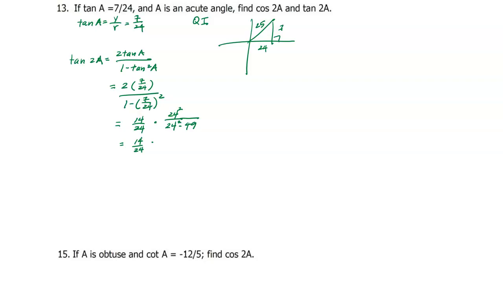Oh, that's interesting. I see that I have a mistake on my key. 576 over 527. I think that's a typo on my key too. 14. Oh no, I reduced this. Okay. 7 over, that's 12 times 576 over 527. So you get tangent of 2A equals 336 over 527.